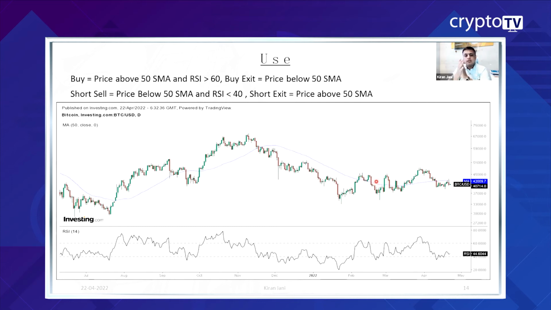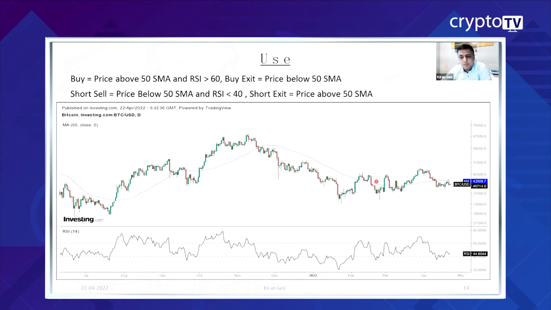So to taper down those high frequency trades, we use RSI. The simple condition I have mentioned over there: buy whenever your price is above the 50 moving average and your RSI is also above 60, and you exit whenever your price goes below the 50 moving average. Here you are not required to consider RSI. Similarly, if you want to go short, your price should be below 50 and your RSI should be below 40. If that's happening, you go short, and you cover your short whenever the price is above the 50 days moving average.